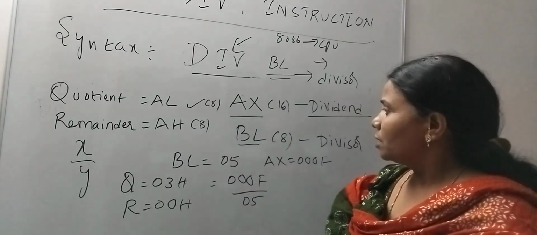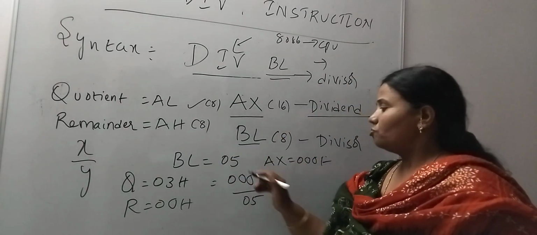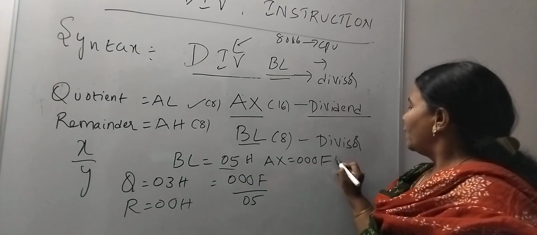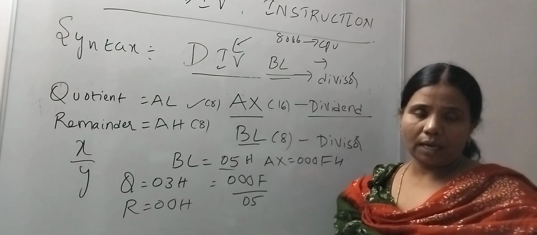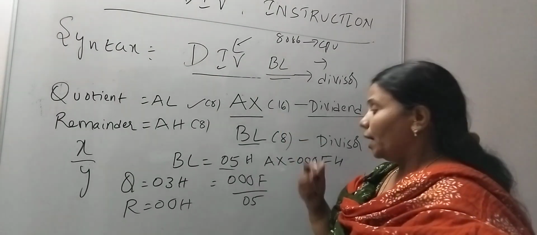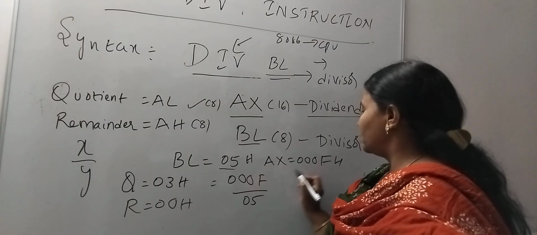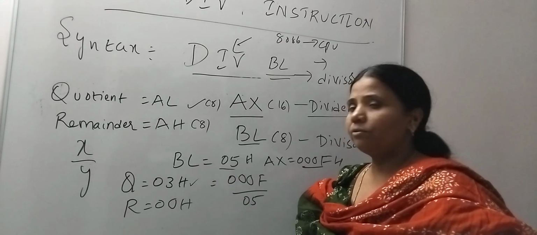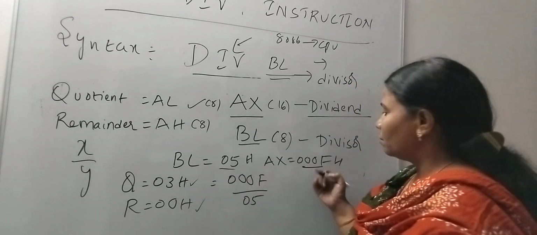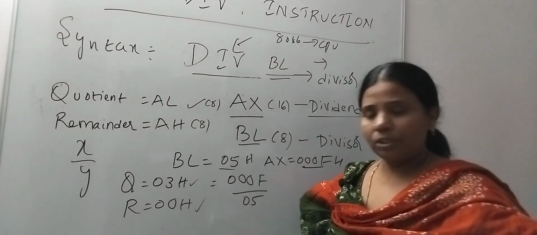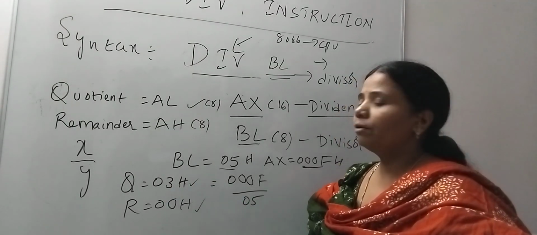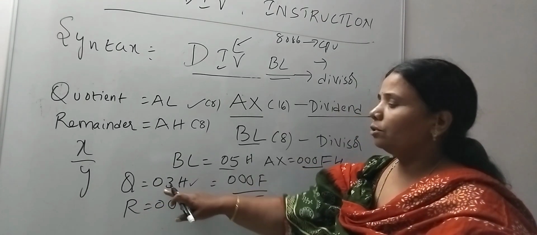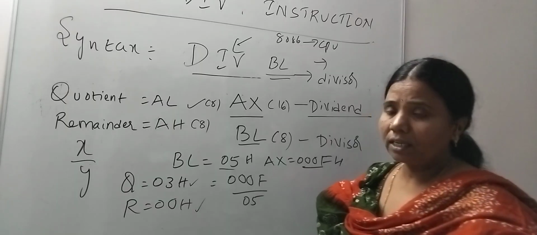Suppose in the instruction I have taken the BL content as 05H and the AX content as 000FH. When this instruction is executed by the 8086, it divides 000FH by 5, that is 15 divided by 5. You are going to get the quotient as 03H, and the remainder is 0. Quotient 3 and remainder 0, isn't it? I am representing the quotient with Q and the remainder with R. So the quotient you get is 03H and the remainder you get is 00H.